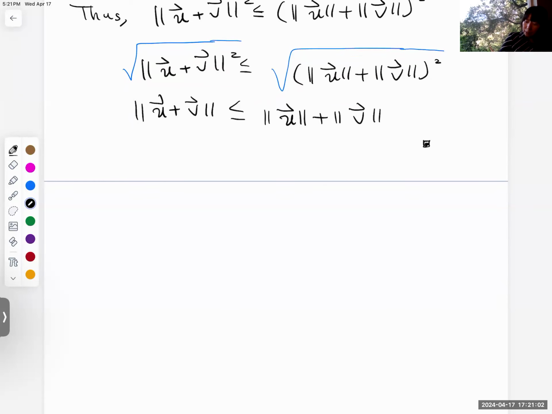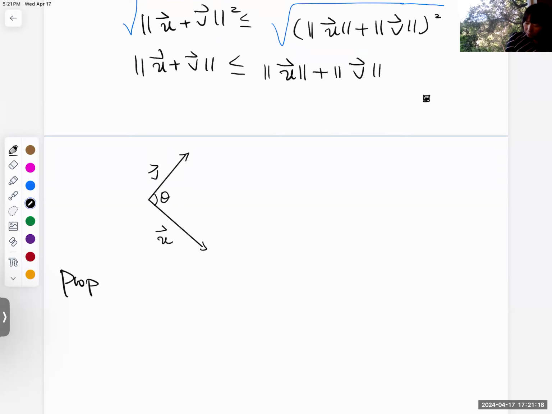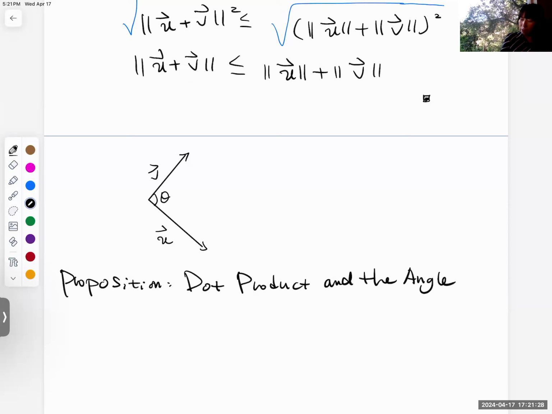Okay, then let's see. We call this vector v. We call this vector u. This is what we call the angle. We have another proposition: the dot product and the angle. So we often use the dot product with the angle related, and then later on projection.